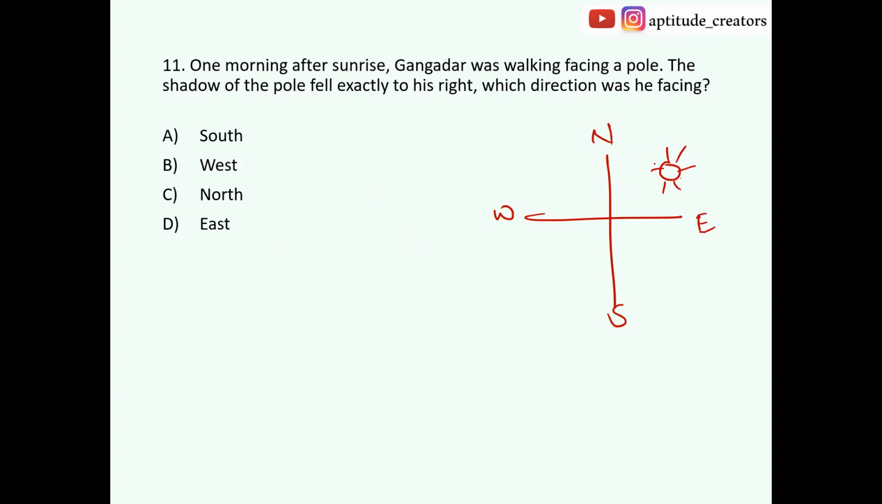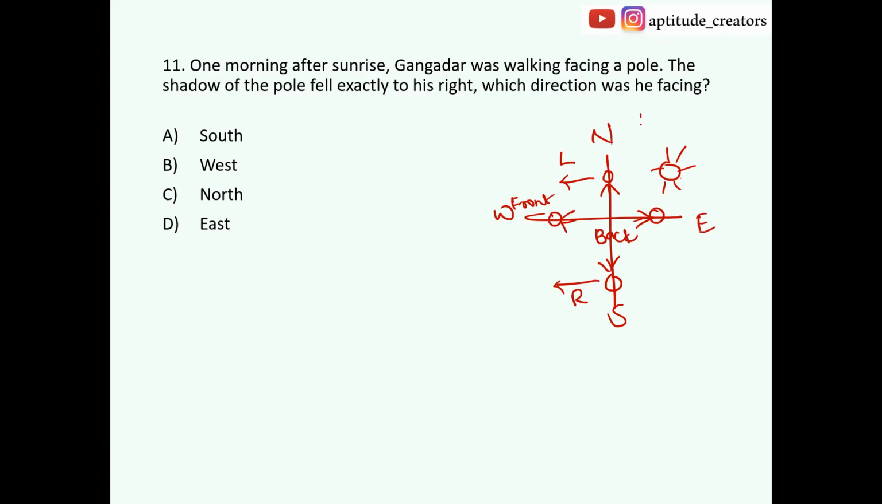Now if I am facing towards north direction, my shadow will fall on my left side. If I am facing south direction, then my shadow will fall on my right side. If I am facing east direction, then my shadow will fall on back side. Now if I am facing west direction, then my shadow will fall on front side.